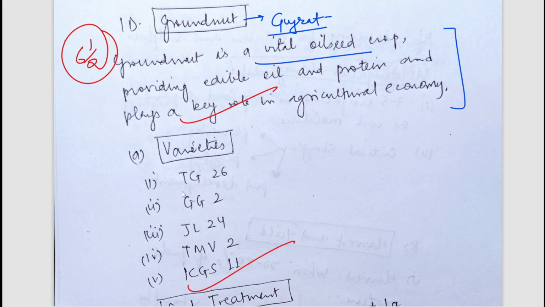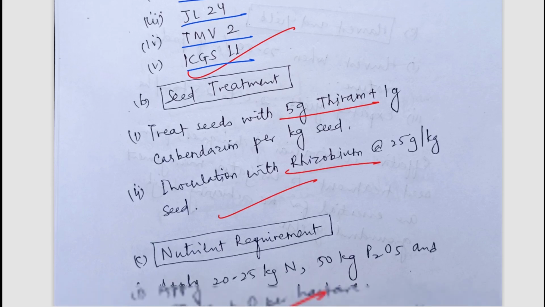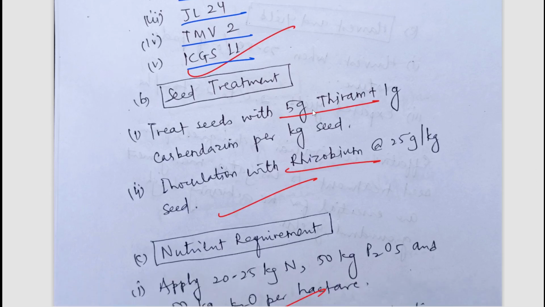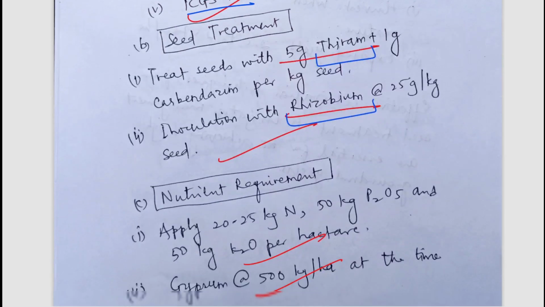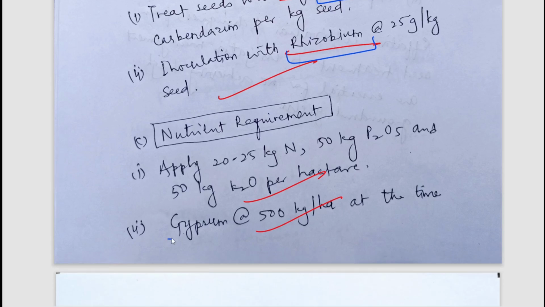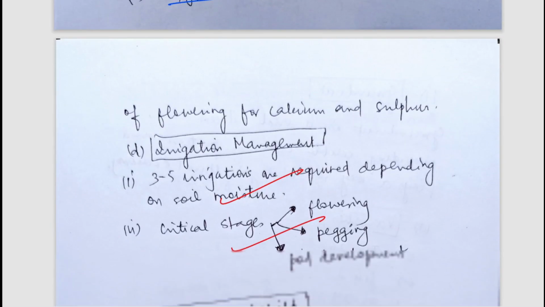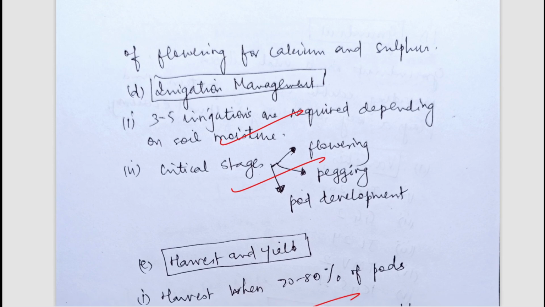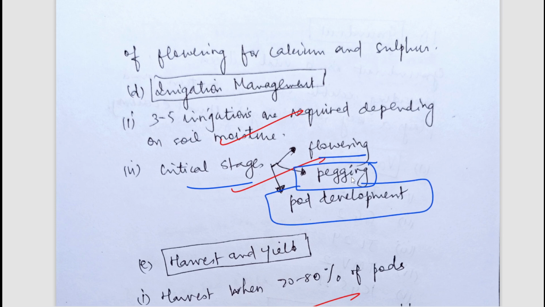Again, varieties such as TG26, GG2, GL24, TMV2, ICGS11. A good number of varieties have been mentioned. Again, you will see in seed treatment, thiram, rhizobium. These things have been used. Again, nutrient management, gypsum can be used. So, well written answer. Again, in irrigation management, critical stages such as flowering, pegging, and pod development. These two are very important points when it comes to groundnut. So, please do understand what pegging is, what pod development is.